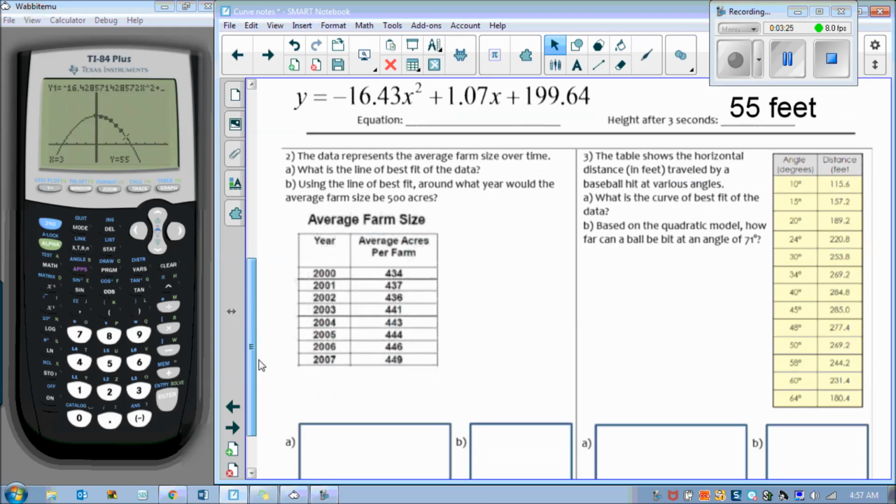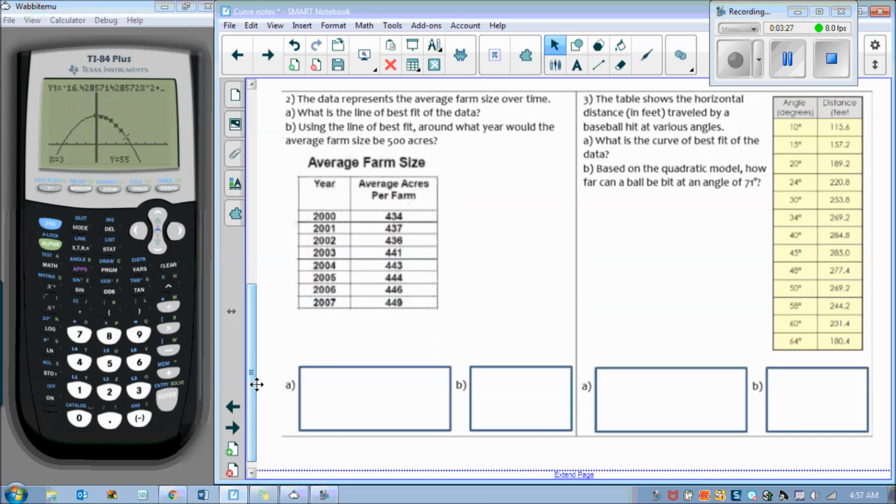Number 2 says the data represents the average farm size over time. So this is the year. That's going to be my x value. This is the average acres per farm. So you can see it starts at 434. It goes up, up, up, up, up, up, up. Still going up the entire time. So actually, the farm size is going to increase the entire time.